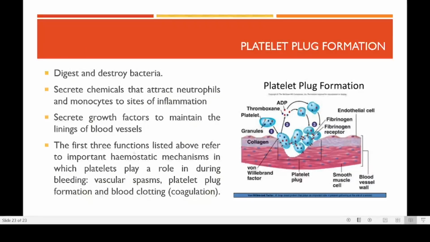Now here, the platelets are important in digesting as well as destroying bacteria. There are different types of bacteria, and these bacteria are usually destroyed by the formation of the platelet plug. Then they secrete chemicals that attract neutrophils and monocytes to the site, for example, this wound area. First a lot of platelets will be coming there, and platelets will be forming a mass plug or cap there.